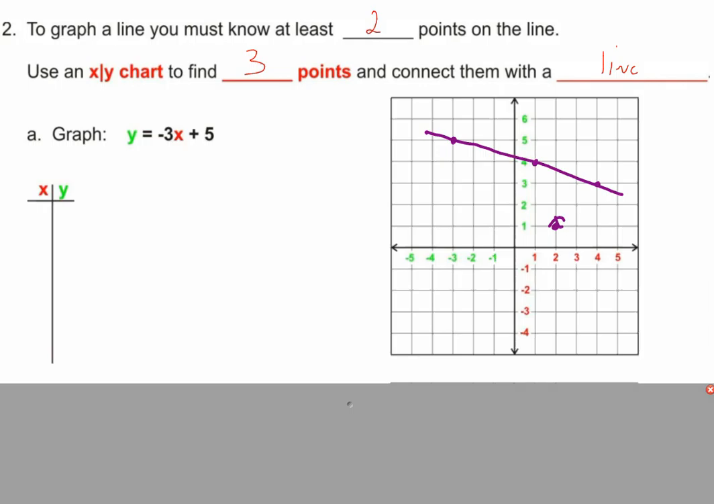So, again, if you only do 2, you'll never know you made a mistake on one of the points. And therefore, that possibility is there. And so we're always going to do 3. It just takes a second longer, and it's safer. So when you guys graph a line, I want to see 3 points.